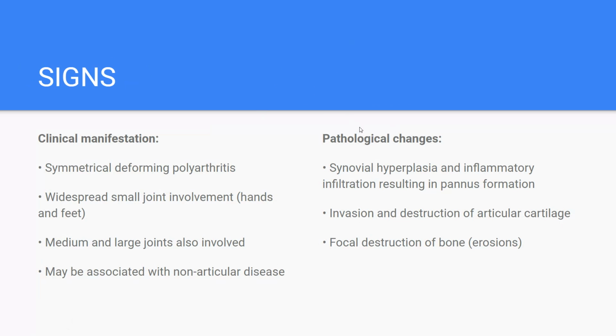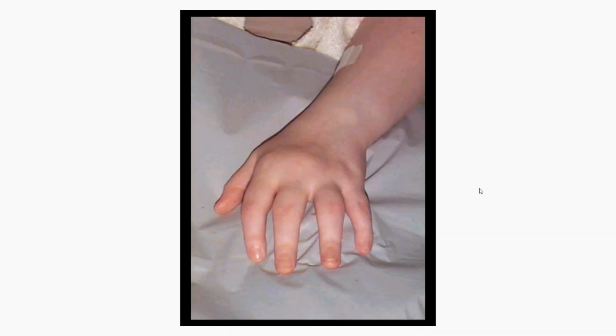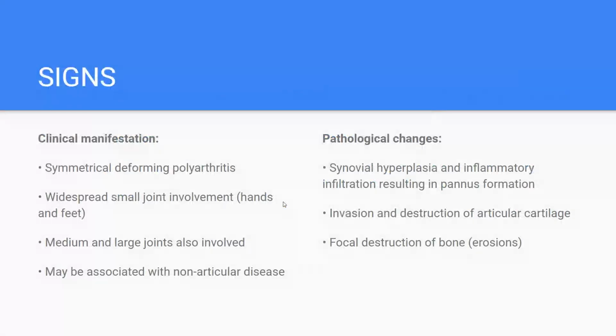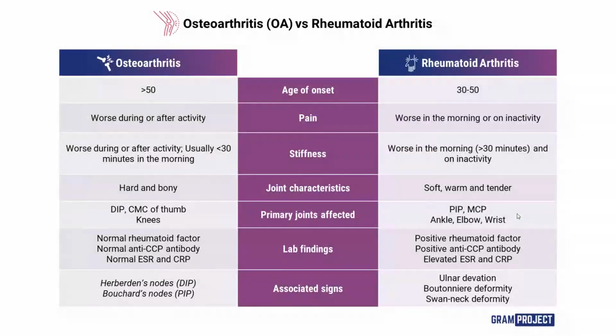You also want to consider other pathological changes that could happen. So you could get synovial hyperplasia. Because it's inflammation, your synovium might react by multiplying, resulting in pannus formation. So that's basically soft tissue formation, which gives it this classic swollen appearance. Usually it's a bit redder than this, to be honest. But yeah, you can also get invasion and destruction of cartilage, again because of inflammatory cells attacking your cartilage. And finally, you can get focal destruction of bone. So you can get erosion.